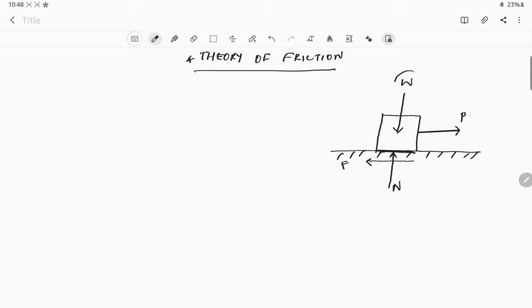We'll have a block of weight W, and the block will move either in the right direction or the left direction. Then, if the surface is rough, we'll have a frictional force. Since the block is resting on a horizontal surface, we'll have a normal reaction, that is N here.